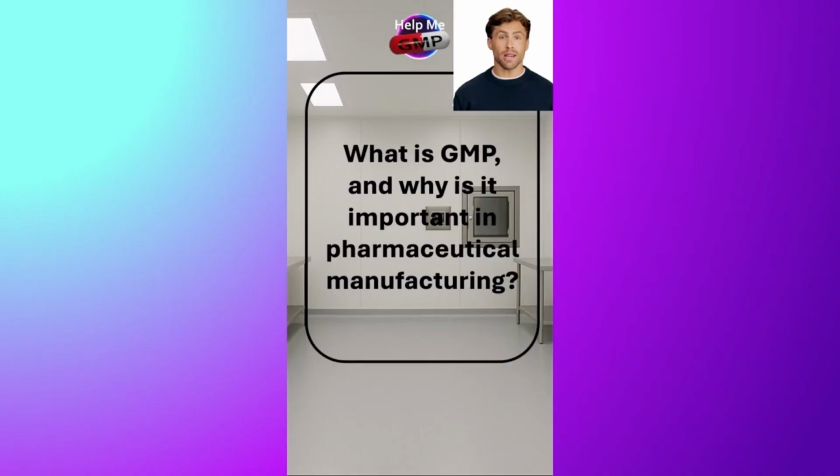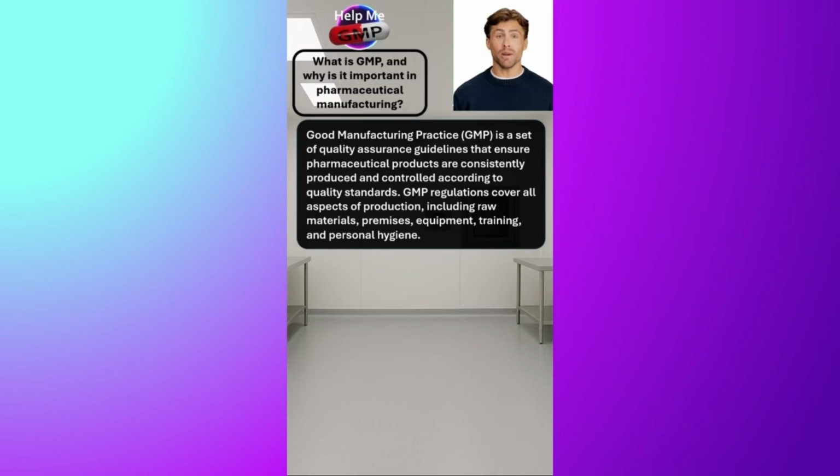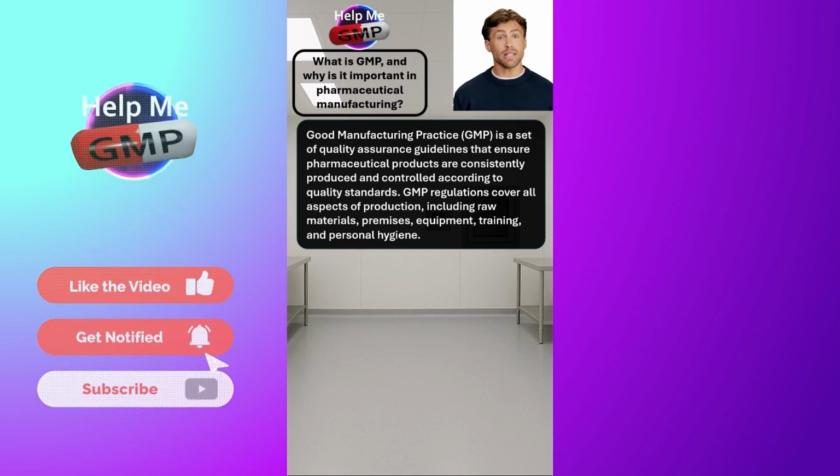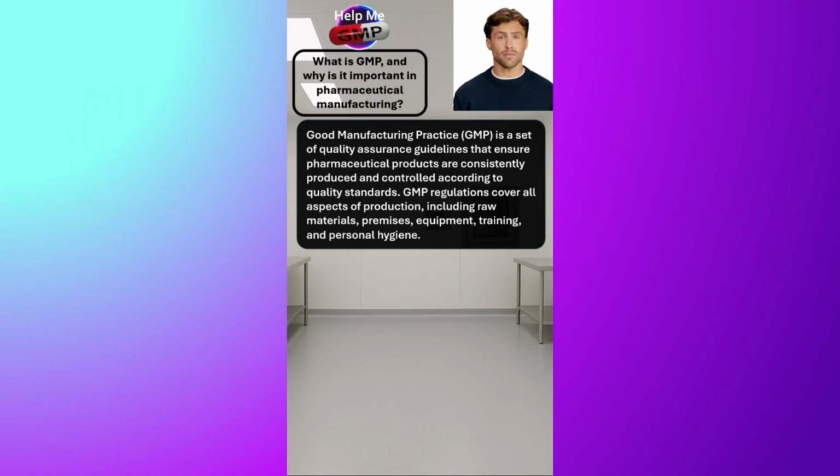What is GMP, and why is it important in pharmaceutical manufacturing? Good manufacturing practice, or GMP, is a set of quality assurance guidelines that ensure pharmaceutical products are consistently produced and controlled according to quality standards. The regulations cover all aspects of production, including raw materials, premises, equipment, training, and personal hygiene.